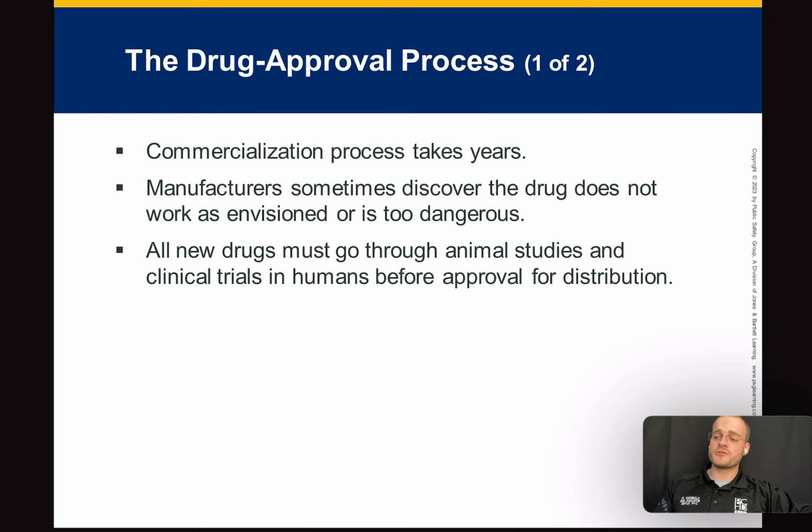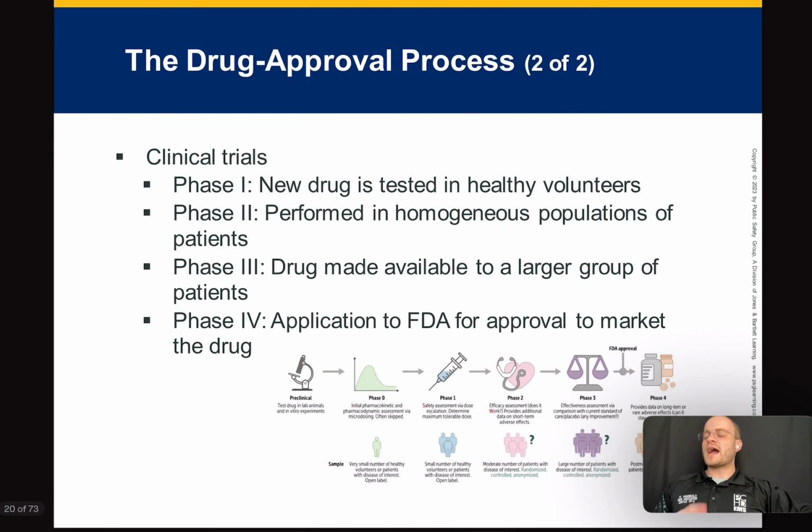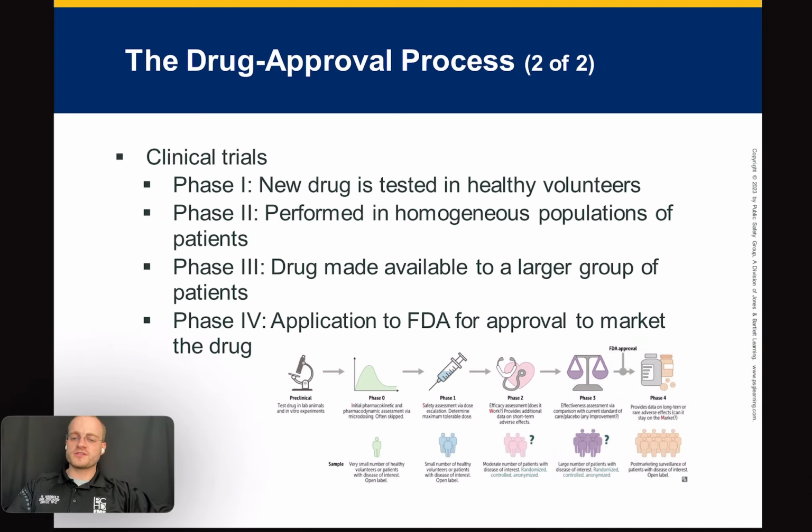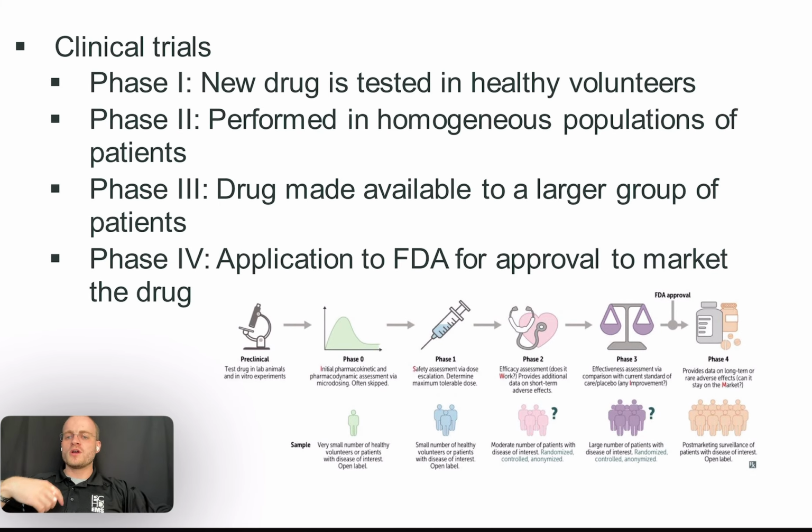Who approves them for distribution? The FDA. Now, I don't need you to memorize these steps. I personally will not test you on these, but I put these on here just so you know. So phase 0 basically starts off in preclinical, where they'll test it on lab animals. Phase zero is a very small number of healthy volunteers and patients with the disease of interest, and it's open labeled, so they know what they're getting.